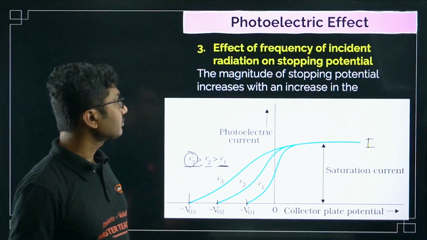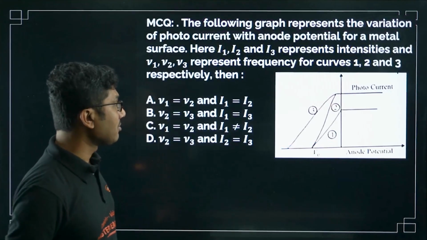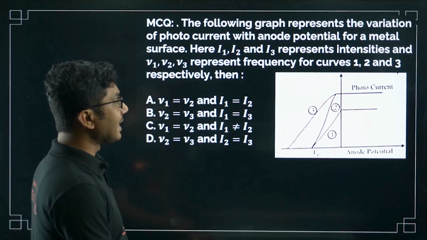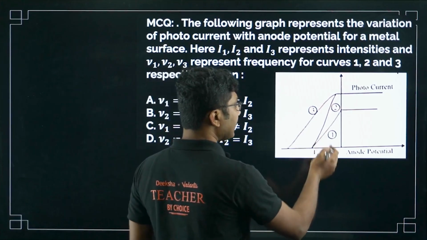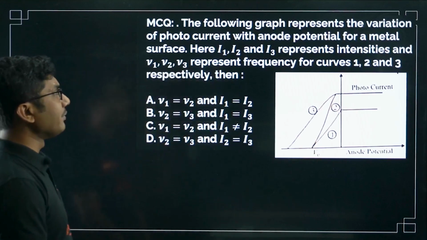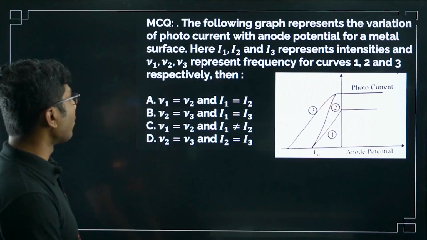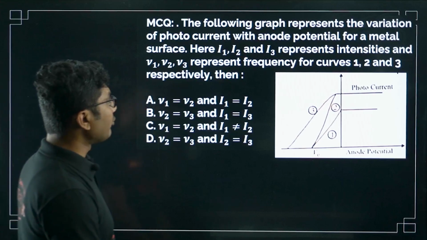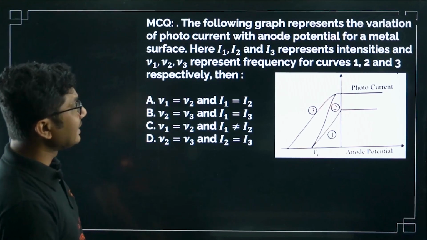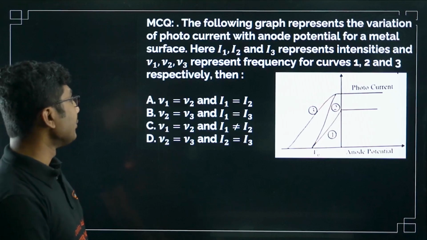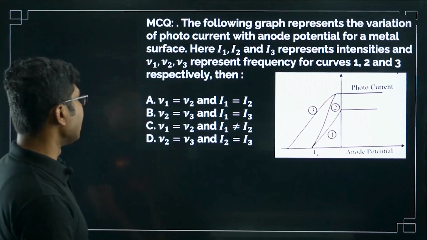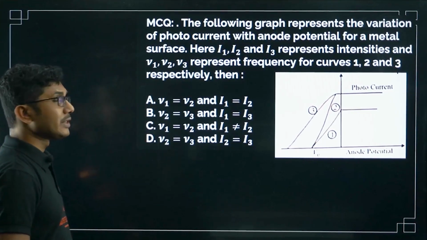Okay. Now, this question I was talking about is from one of your previous KCET year questions. As you can see, here we have 3 lights, 1, 2 and 3, and the question was: the following graph represents the variation of photocurrent with anode potential for a metal surface. Here I1, I2 and I3 represent intensities, and nu 1, nu 2, nu 3 represent the frequencies of 1, 2 and 3 respectively. Then you have to identify which one is the correct relation.